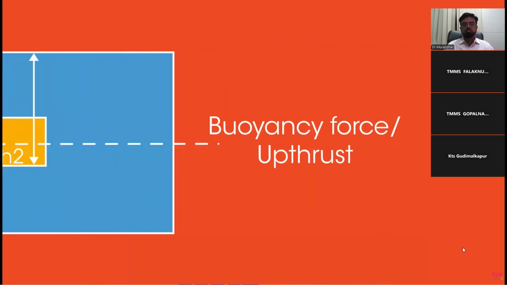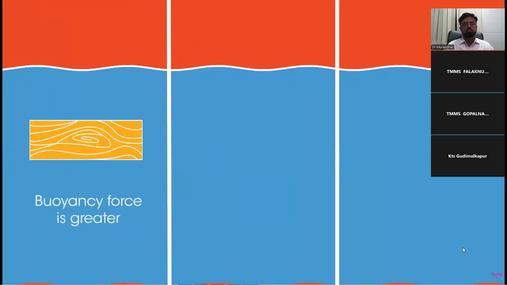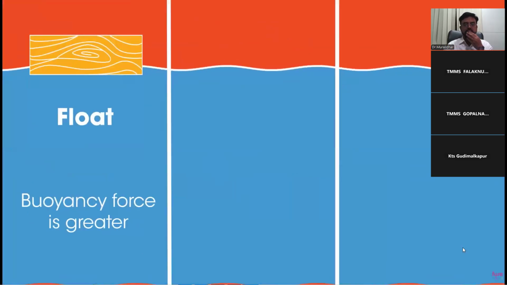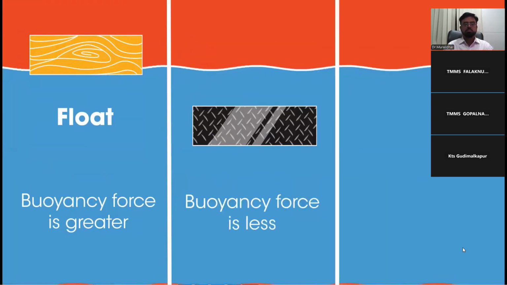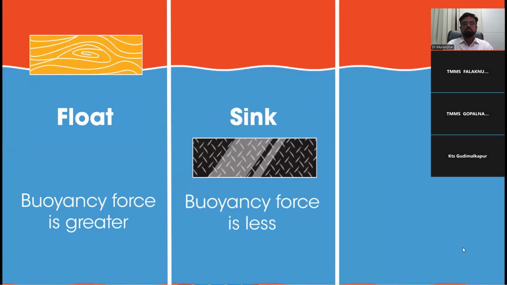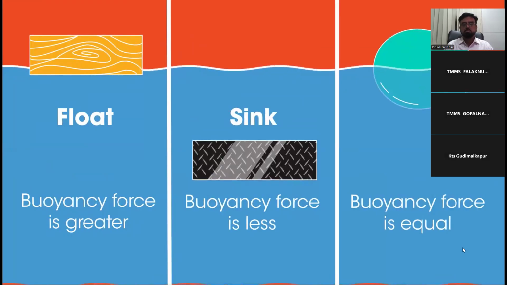If the buoyancy force is greater than the weight of the object, it will rise up through the liquid. If the buoyancy force is less than the weight of the object, it will sink. If the buoyancy force is equal to the weight of the object, it will float.